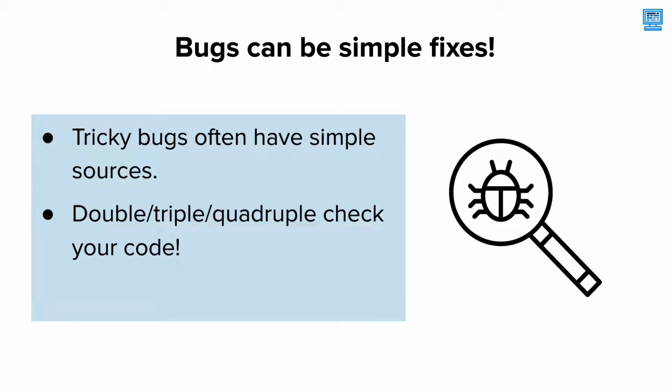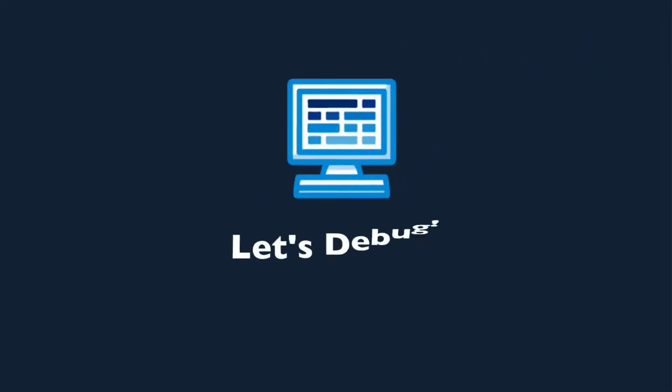Two things to keep in mind. First, tricky bugs often have simple sources. Sometimes we search and search and search our code to find that we were just missing a parentheses. And second, double, triple, quadruple check your code. Debugging is just part of the programming process, so you should do it regularly as part of your programming routine. Let's head to the editor to debug a program together.